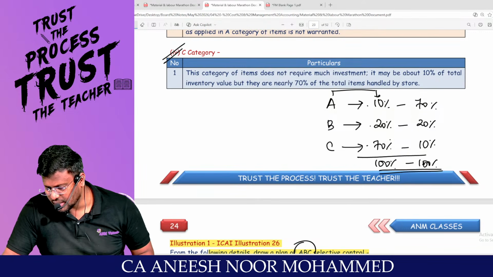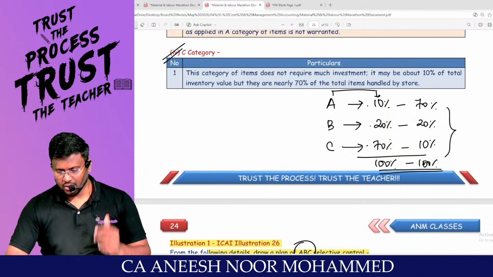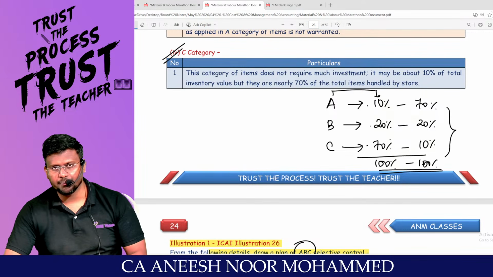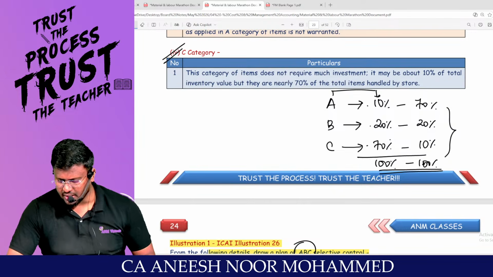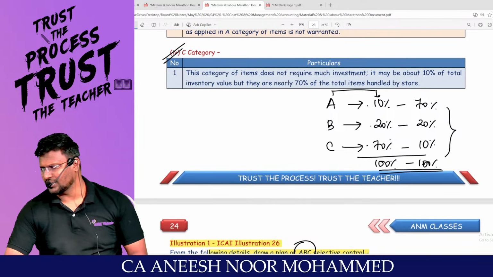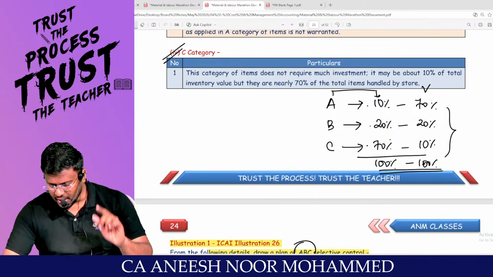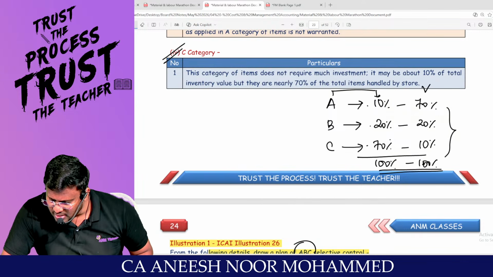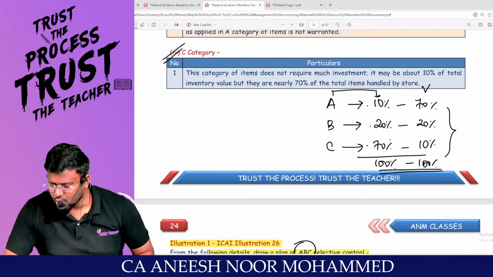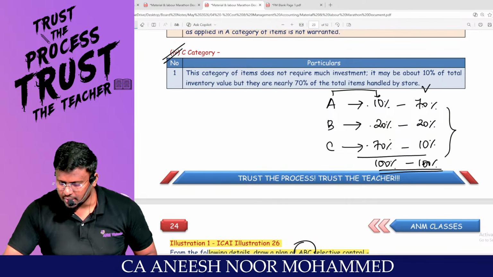This is what ABC analysis is. You keep this in your brain. Because A means number 1, 10%. B means second data, 20%. C means 70%. That's it. Here value wise, 70, 20, 10. You reverse it here: 70 you put here, 20 you put here, 10 you put here. So you keep this, and you'll be able to write it.